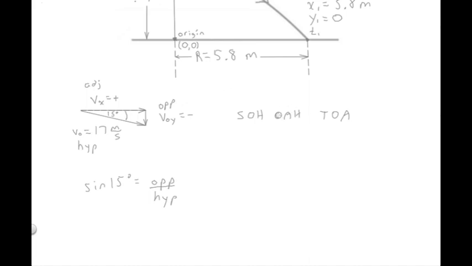And this stands for cosine of the angle equals length of the adjacent leg divided by the length of the hypotenuse.